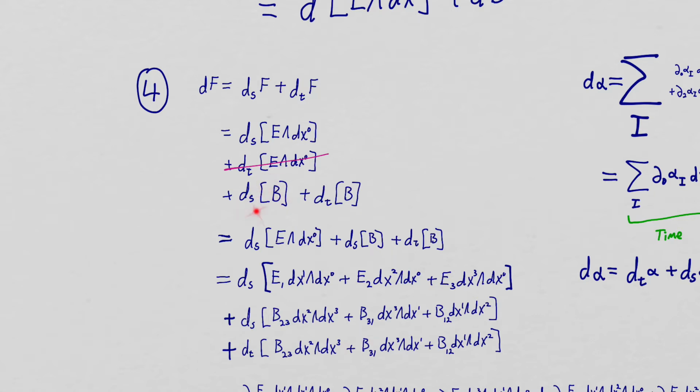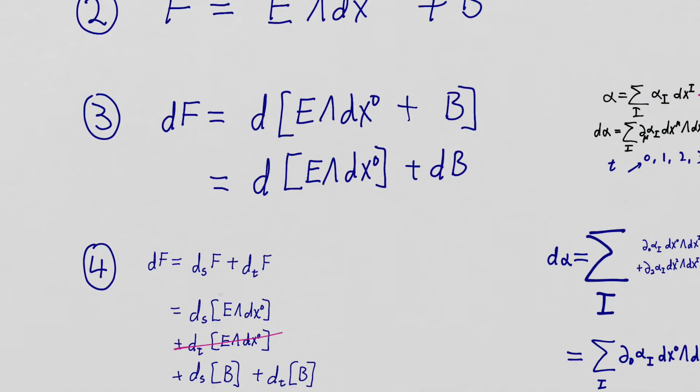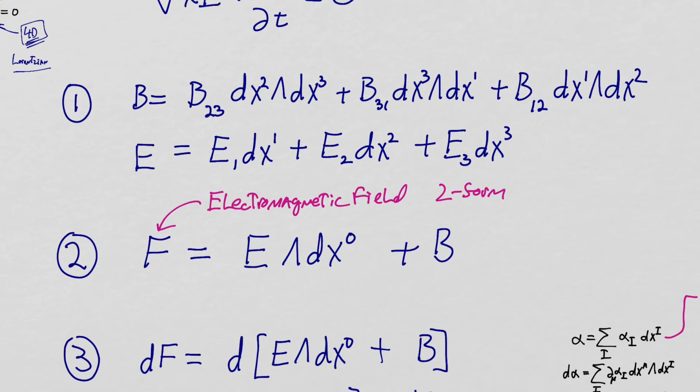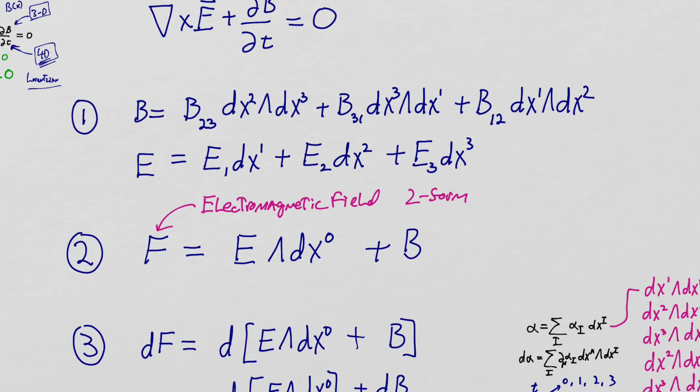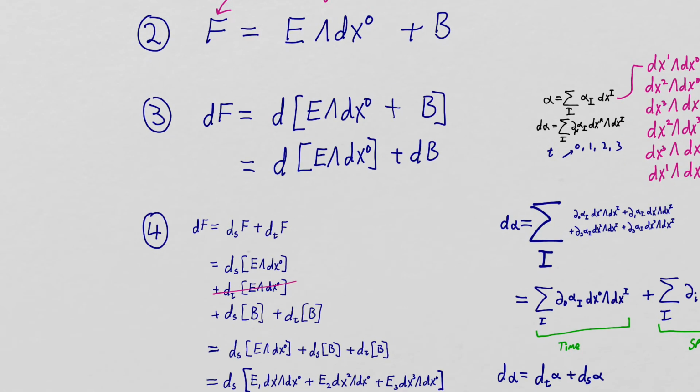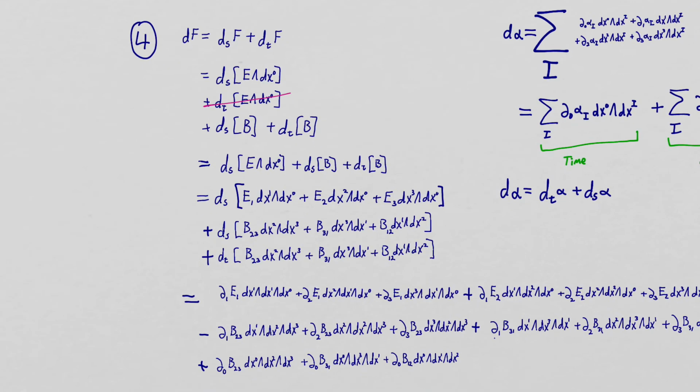The space part, some will survive and some won't. And the time part, they'll all survive actually because B has no time piece in its definition, right? The magnetic field 2 form, it's all purely spatial. So when I take the exterior derivative time part, I wedge with dx0 in front everywhere, so they'll all survive. So it's not a huge simplification.